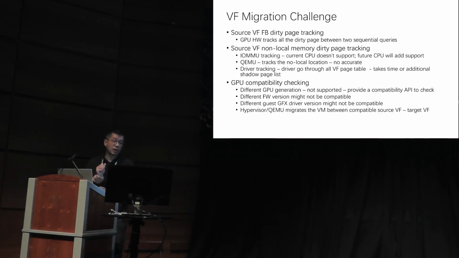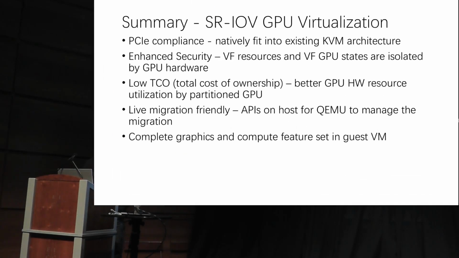The third one is GPU compatibility, like different generations. You might not be able to migrate from Vega 10 to Vega 20 or newer GPUs later. Or if there's a firmware difference, you might not be able to do it. With some graphics driver versions, you might encounter different handling on the same GPU. So we provide certain APIs for QEMU or hypervisor applications to check whether the target and source are the same. If they come back as compatible, then you can go ahead with the migration. So this is roughly what we have about live migration.